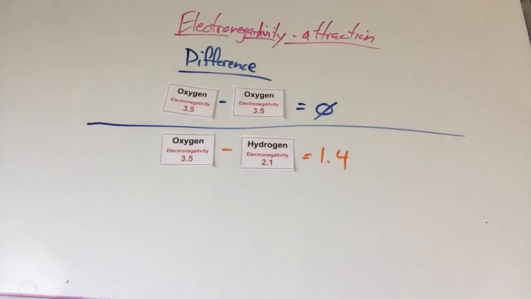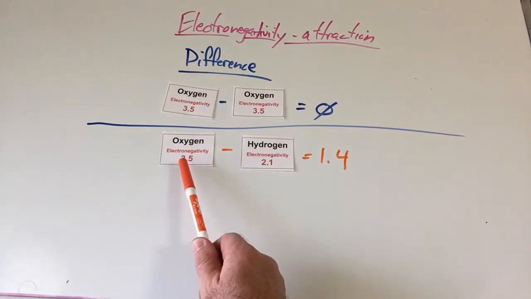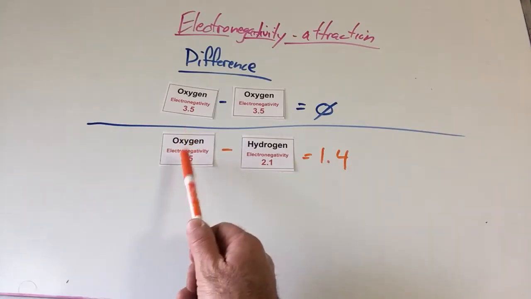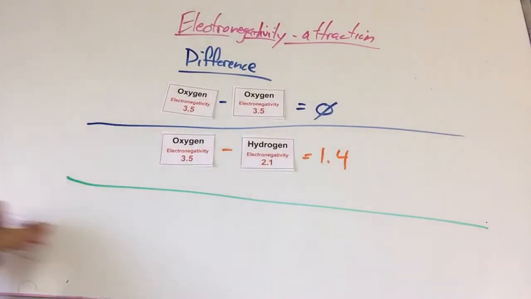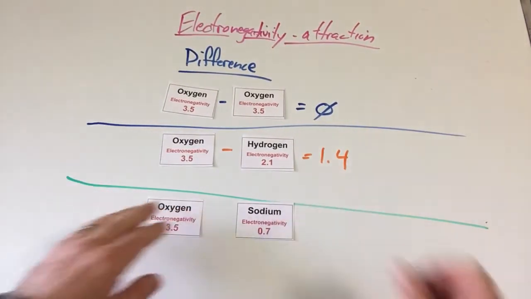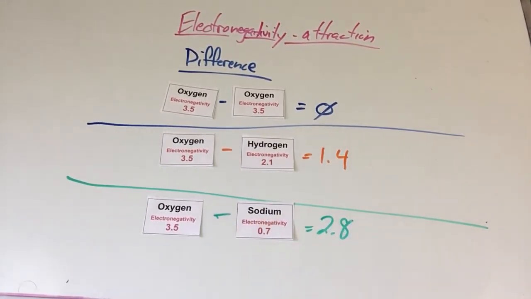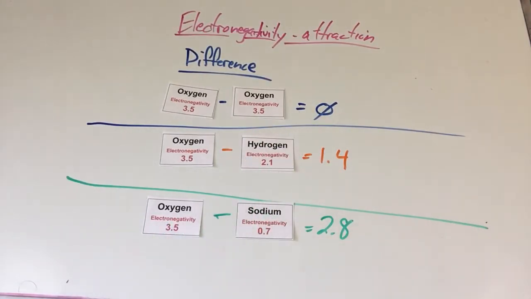And that means that if an electron is walking down the street and has to choose between these two, it'll choose oxygen most of the time. 1.4. That is 1.4 more attractive than hydrogen. It will occasionally choose hydrogen, but probably not for long, not for long stretches of time at least. And what about oxygen and sodium? Well, if we do a little math here, we find out, oh my gosh, it's 2.8. Whoa, that's enormous. That is a huge difference. That means that pretty much every single electron is going to go to oxygen and spend no time here.